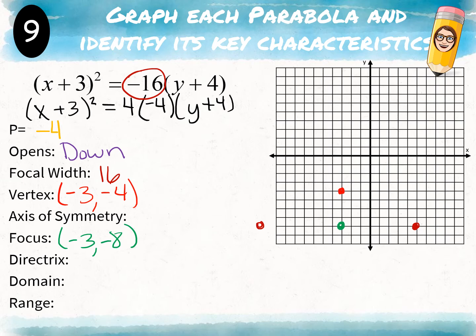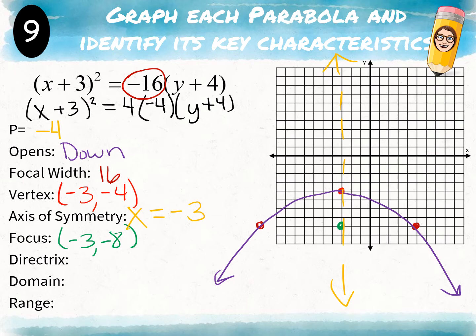So I can open that down. I can see how wide that is. Well, 16 is a large number, so having a wide parabola makes sense. Axis of symmetry. If I was to slice this parabola in half, it would go through the x-axis at -3.